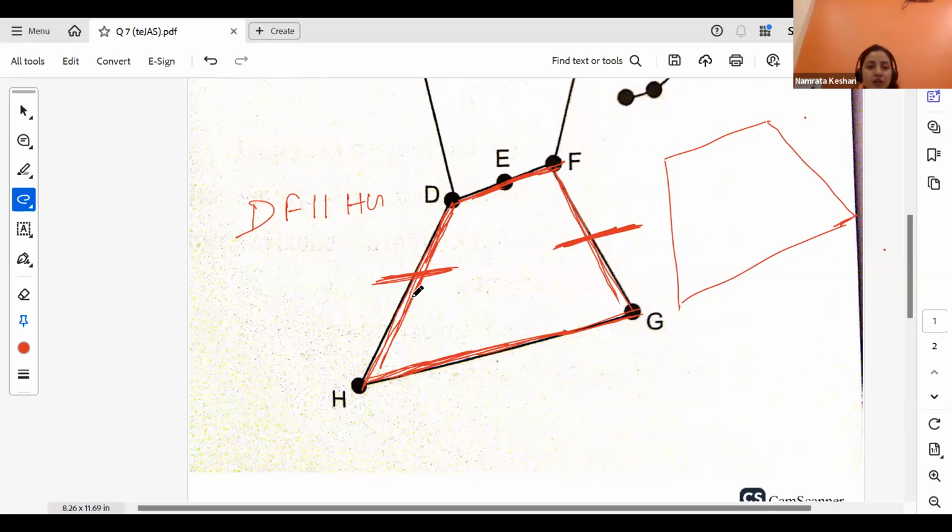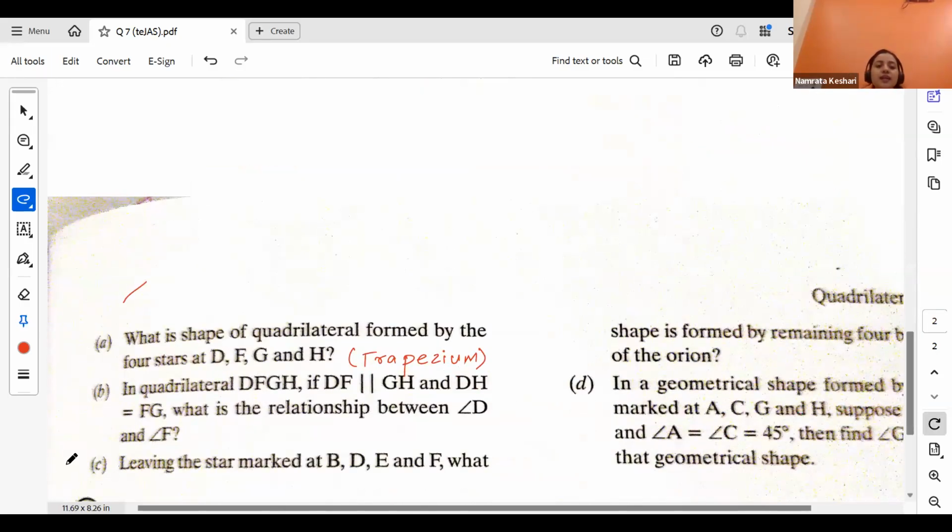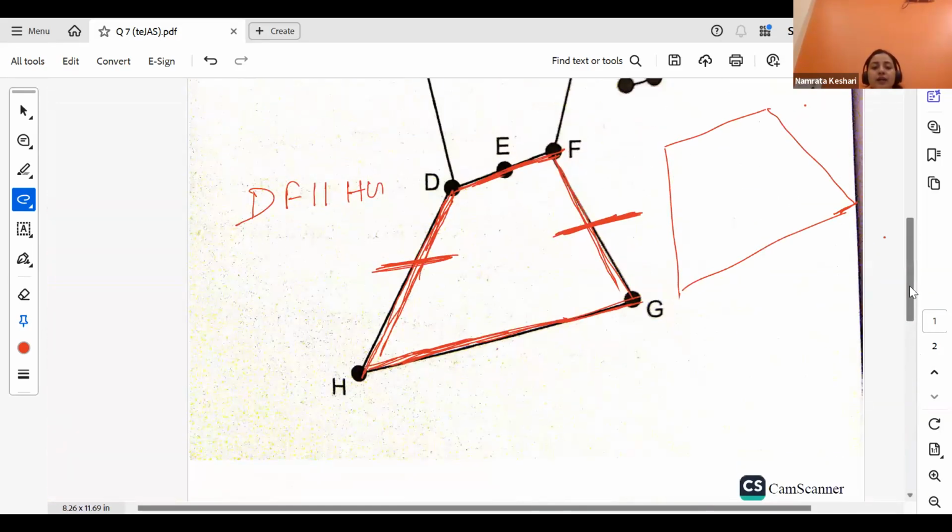Does it look like a parallelogram? DFGH. Okay, it is a trapezium. Next one says that in DFGH, DF and GH are parallel, and DH is equal to FG. Then we have to find the relationship between angle D and angle F. Okay, angle D and angle F. So this is again a trapezium where DF and HG are parallel and the side DH is equal to side FG, right? Again, it is a trapezium.